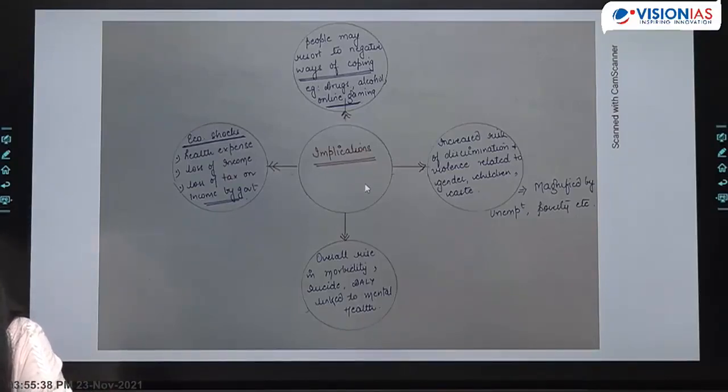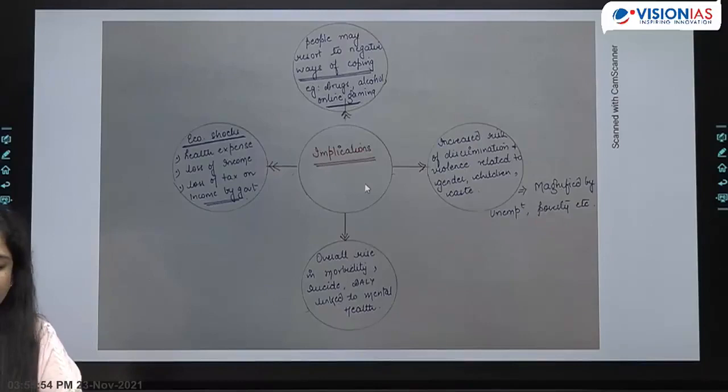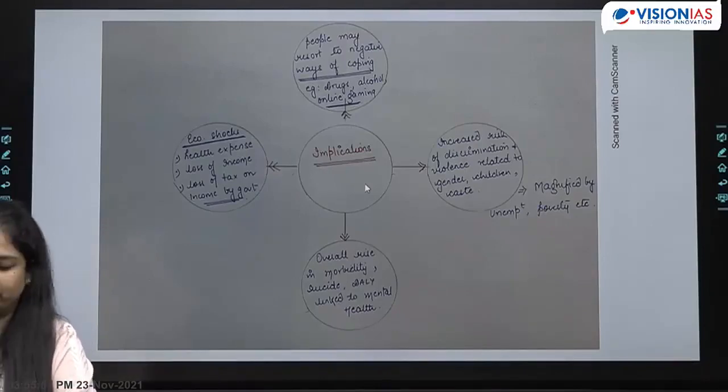DALI मतलब disability adjusted life year. ठीक है. Then economic shocks, health expense, loss of income. The state also loses income, which it would have earned in the form of taxes. So completely it has health repercussions, it has social repercussions, it has economic repercussions. ठीक है.